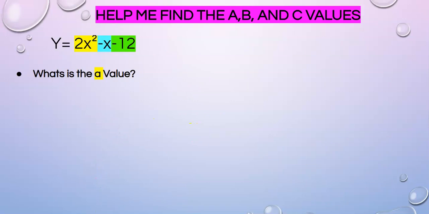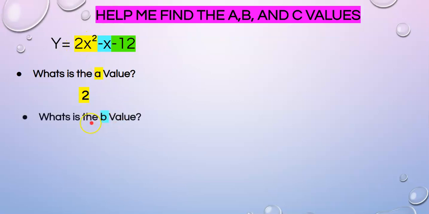So now we want to look at some examples of quadratic equations that are written in standard form. If we look at the first equation that we have here, this is y equals 2x squared minus x minus 12, and it's written in standard form. We want to be able to identify our a value. If I look here, the a value is always connected to the squared term. In this case, the a value would just be the coefficient of that x squared term, which is 2. So the a value here would be 2.